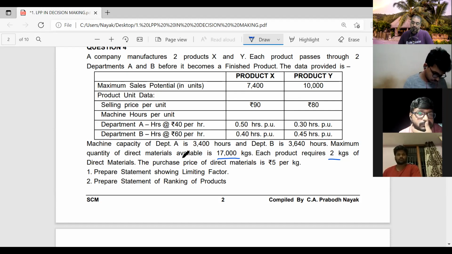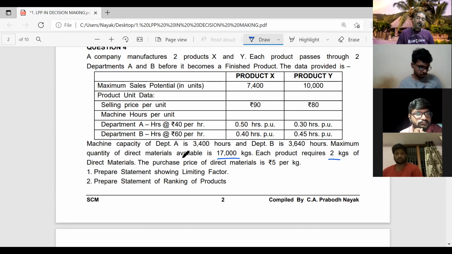Yes, Prasad. What are the other constraints in the problem? Maximum sales. So how do we write this now? Maximum sales of X is 7,400 and maximum sales of Y can be 10,000. So that is a maximum demand.